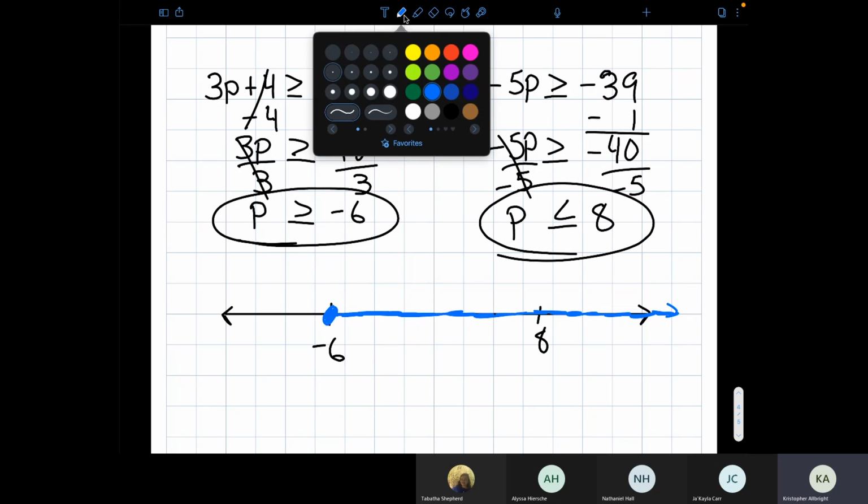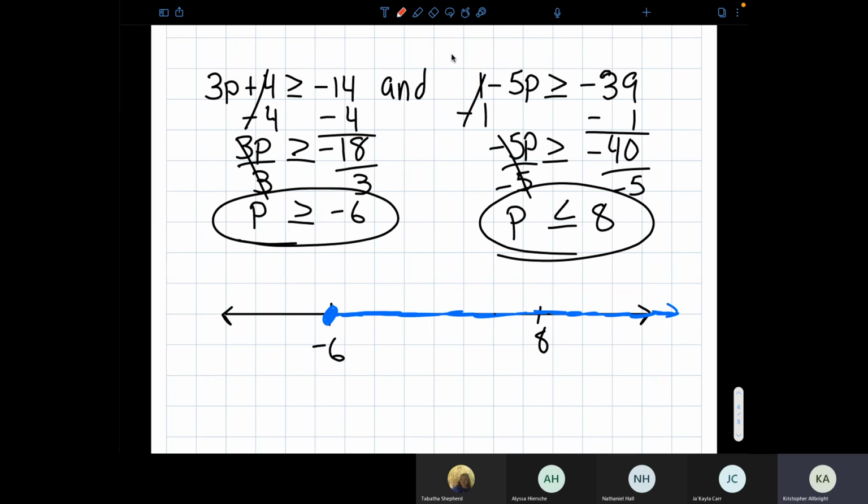I'm going to switch colors just to make it very clear. So now we're graphing P is less than or equal to 8. So for less than or equal to 8, we're going to use our extra mark again. And then we're saying, okay, P is less than. So that means it goes to the left side. So we're graphing this way now.